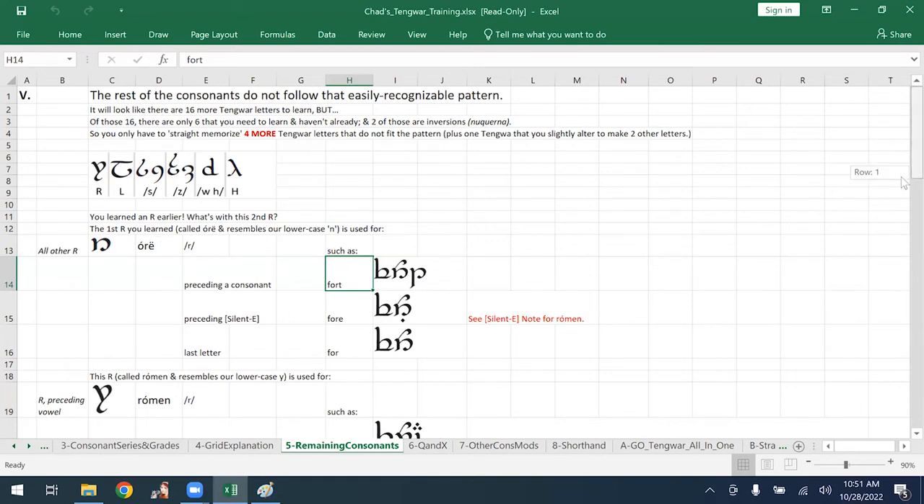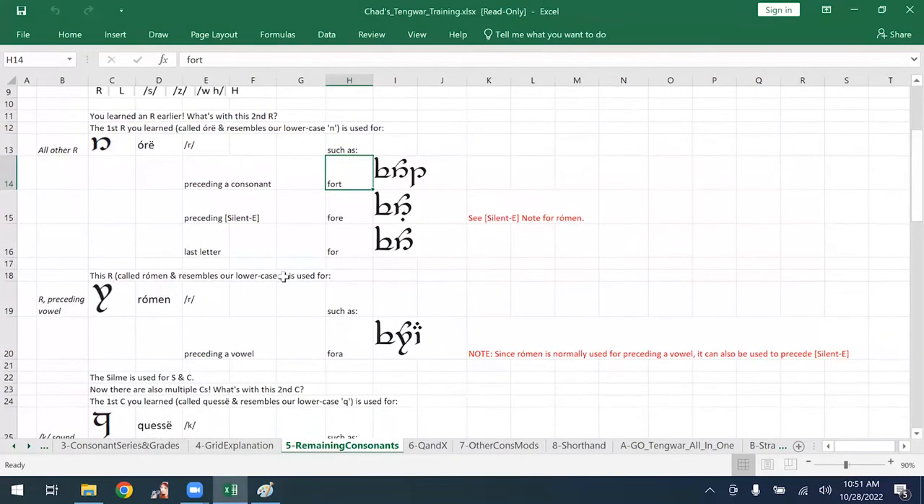Now, coming down to the Roman, that is R when it is preceding a vowel. So I took the F-O-R and I put an A at the end, F-O-R-A. You notice that I changed from the ore to the Roman because there's a vowel after it. So you can use it to precede silent E. Since Roman is normally used for preceding a vowel, you can use it for silent E.